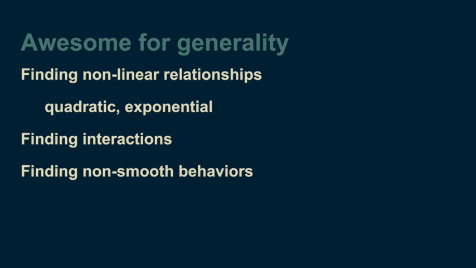Decision trees can also find non-smooth behaviors, sudden jumps, and peaks that other models like linear regression or artificial neural networks can sometimes hide. There's a good reason that decision trees consistently outperform other methods on data-rich problems.